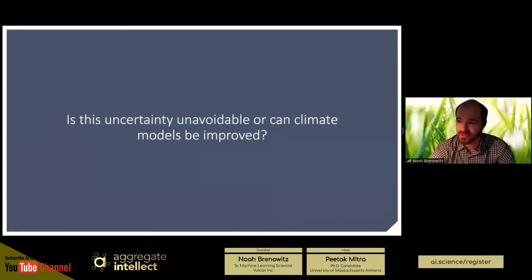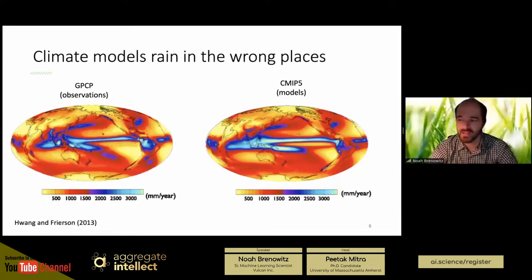So the big question of this work, of the whole climate modeling community, is: is this uncertainty unavoidable, or can models be improved to help drive down that uncertainty? Some current climate models do show signs that they can be improved. For instance, they don't accurately reproduce certain observed features of the past climate.